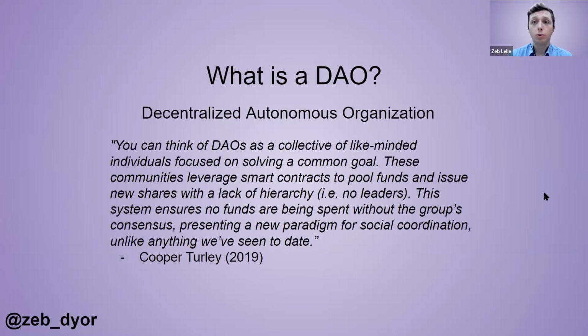Cooper Turley, a community member in the crypto world, says: you can think of DAOs as a collective of like-minded individuals focused on solving a common goal. They have the same goal. These communities leverage smart contracts to pool funds, to get money together, and issue new shares with a lack of hierarchy, no leaders. This system ensures no funds are being spent without the group's consensus, without the whole group agreeing, presenting a new paradigm, a new way for social coordination, unlike anything we've seen to date.